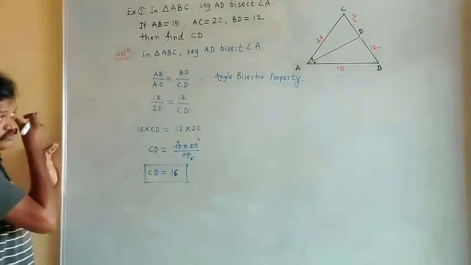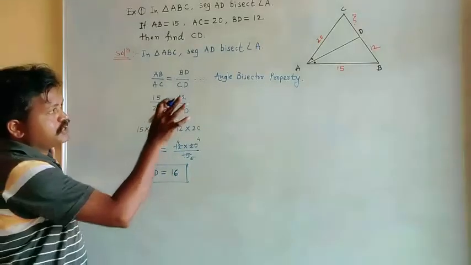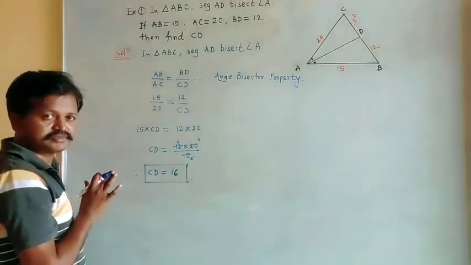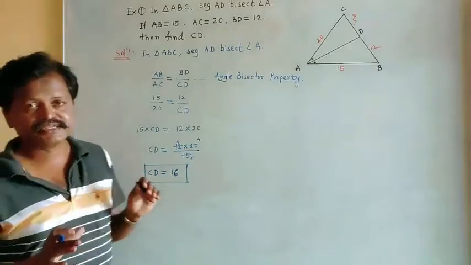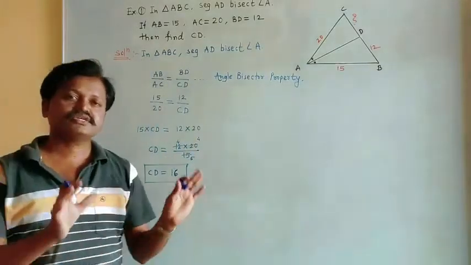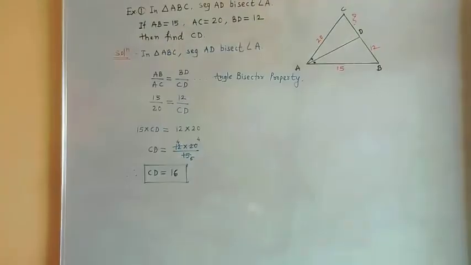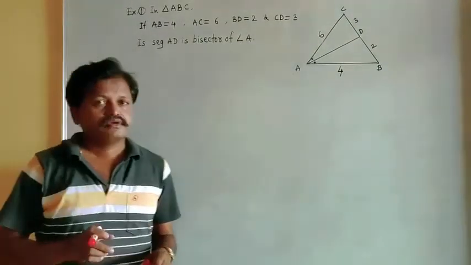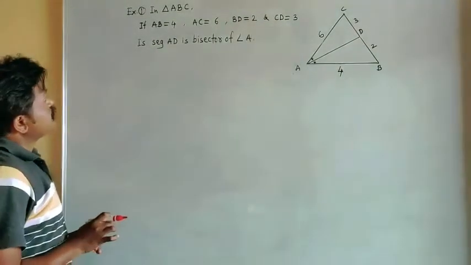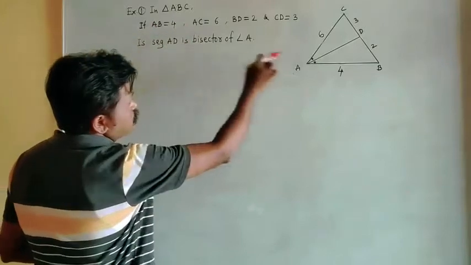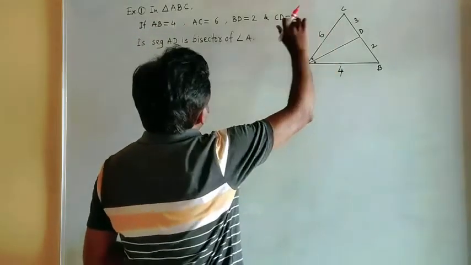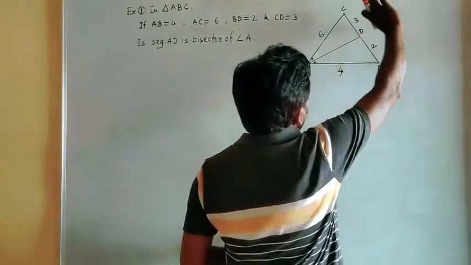So we applied the angle bisector property, and we saw an example as well. There are some examples in practice set 1.2 that you can solve using the angle bisector property. Now we share one more example. In triangle ABC, AB is equal to 4, AC is equal to 6, BD is equal to 2, and CD is equal to 3.